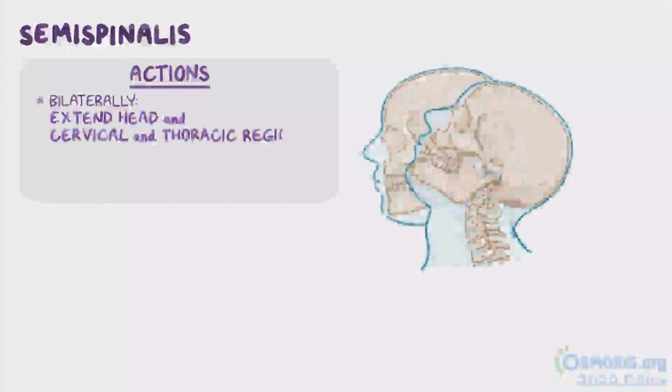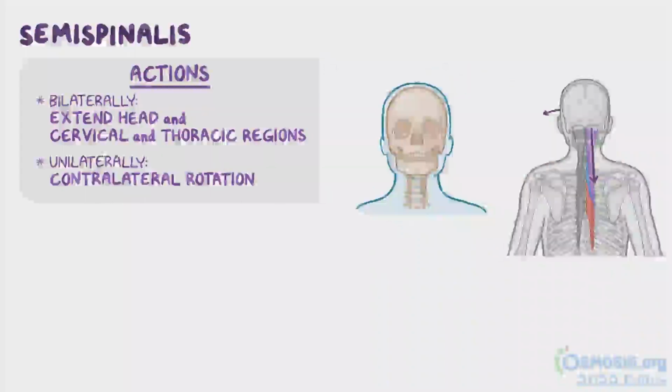When acting bilaterally, the semispinalis serves to extend the head and the cervical and thoracic regions of the vertebral column. When acting unilaterally, it produces contralateral rotation, or rotation to the opposite side.